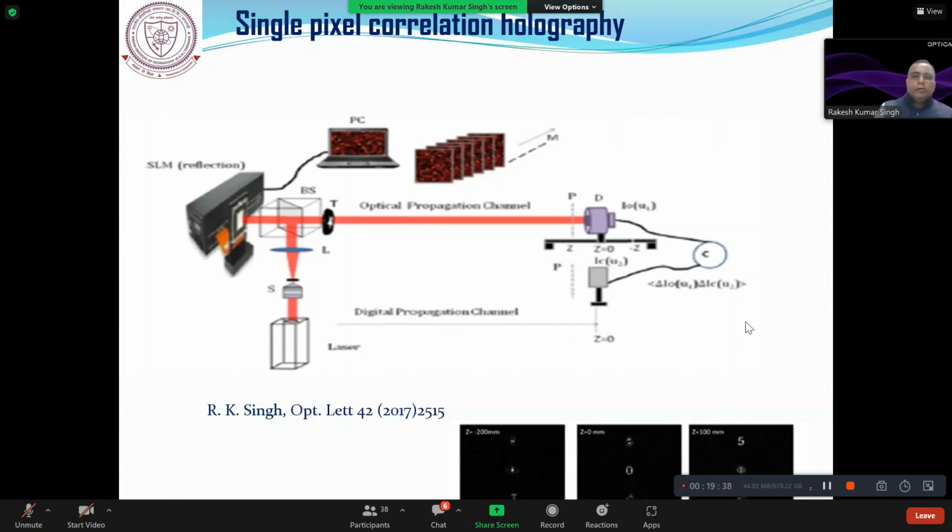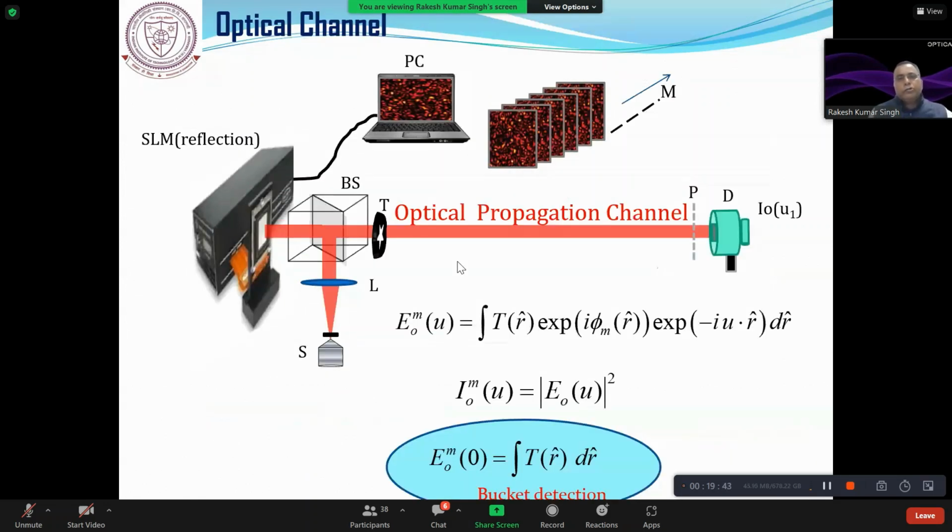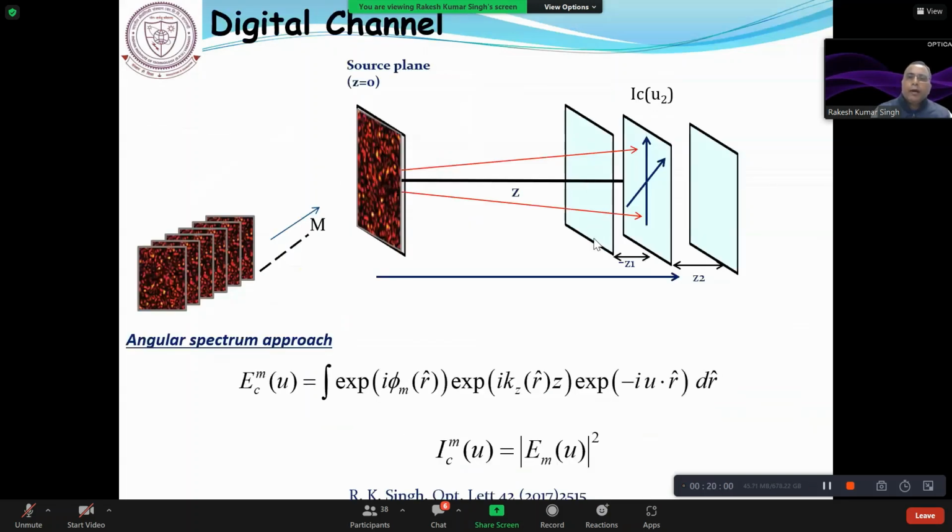So we have two situations. One is the optical arm, which is optically implemented and detected by a single pixel, and the second arm is digitally propagated. The random pattern which you upload on the SLM, you digitally propagate at different z. So if you correlate at a distance, suppose -z, with the single pixel, then you get the object corresponding to that longitudinal distance. When you go to the other side, you get another object.